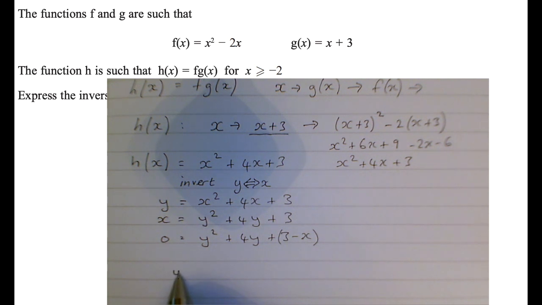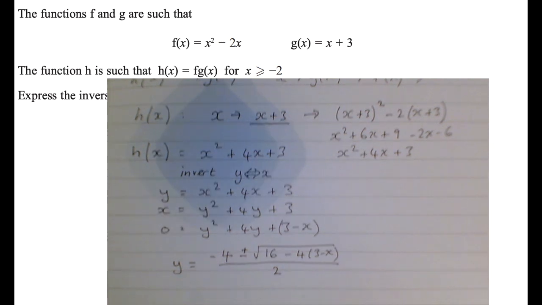So what is y going to be equal to? y is going to be equal to minus b, which is minus 4, plus or minus the square root of b squared, well b squared is 16, minus 4 times a, which is 1, times c, which is 3 minus x, divided by 2a, which is going to be 2. Now my job now is to tidy this up, and I've got the answer.